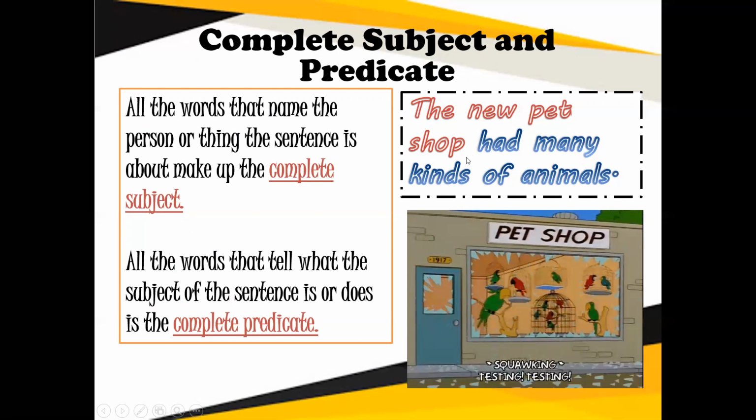In the sentence, "The new pet shop had many kinds of animals," the complete subject would be "the new pet shop," while the complete predicate would be "had many kinds of animals."